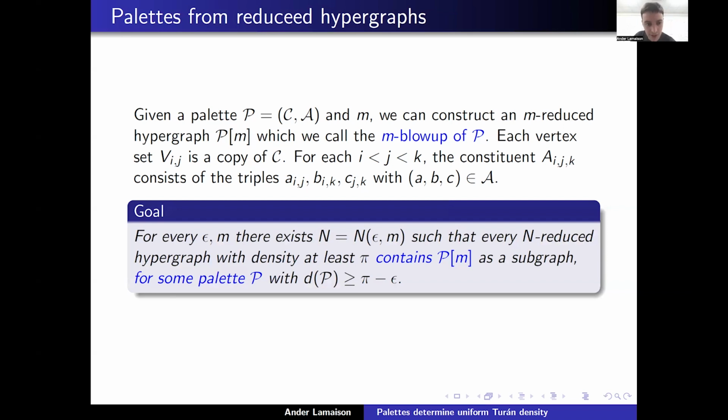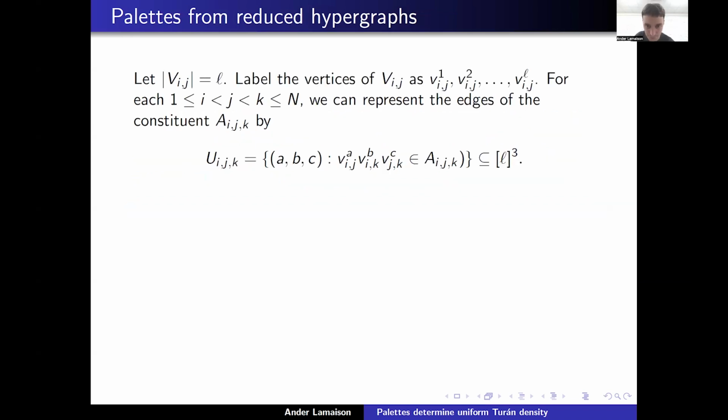So our goal is to show that if this n is large enough, then every n-reduced hypergraph with density at least pi contains a blow-up of a palette of density at least pi minus epsilon. So with a small drop in the density, we can find a blow-up of a palette. And this is the stronger containment relation that I mentioned at the beginning. Okay, and how do we find such a blow-up of a palette?